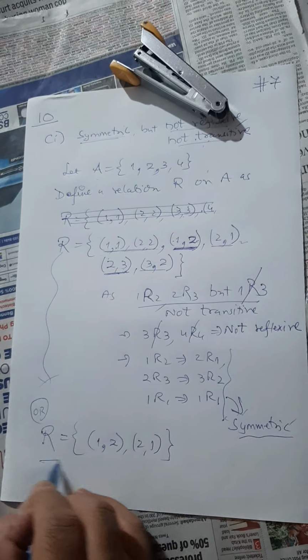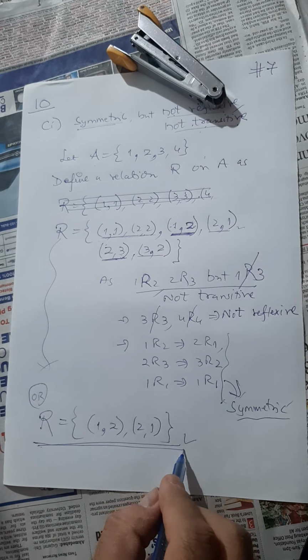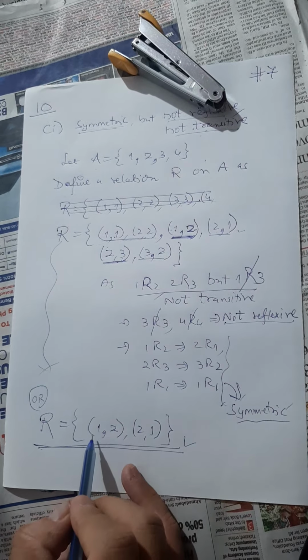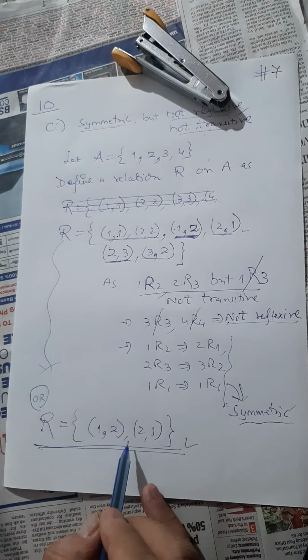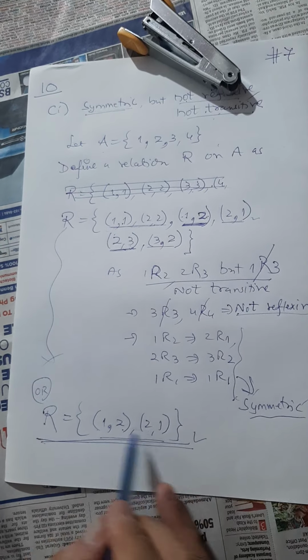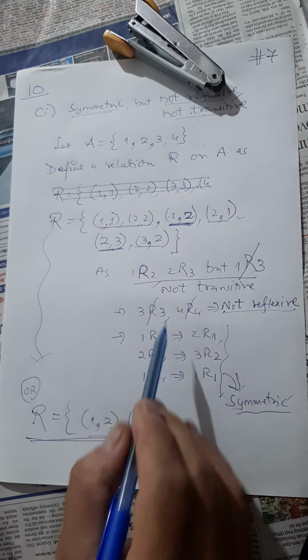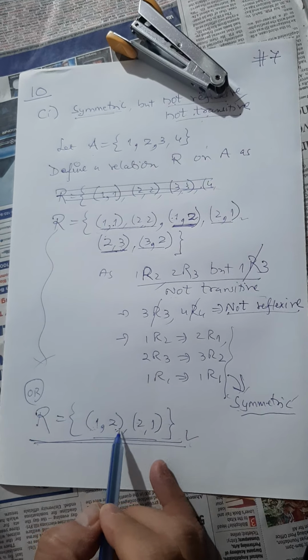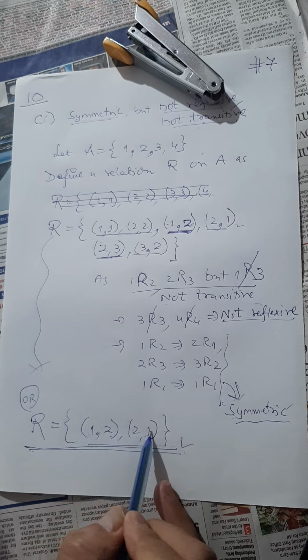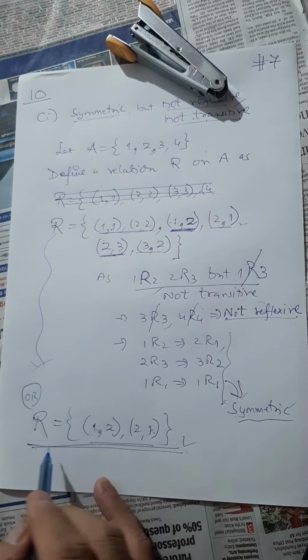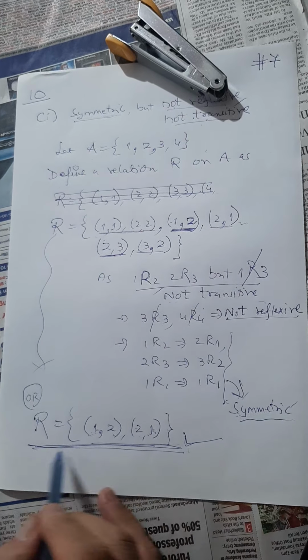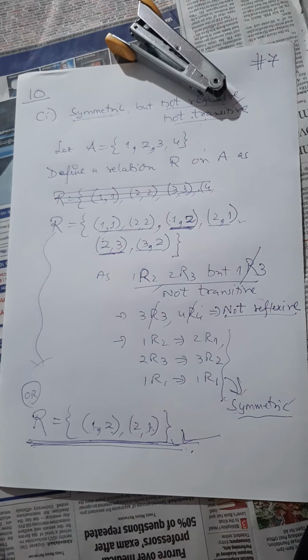So now for this relation again, you can see that it is not reflexive. Why? Because 1, 1, 2, 2, 3, 3 all are not there. It is symmetric because reverse is present, 1, 2, 2, 1. Even it's not transitive also because 1, 2 is present, 2, 1 is present, but 1, 1 is not present. So not transitive. So even this example will do. Any example of your choice you can construct.